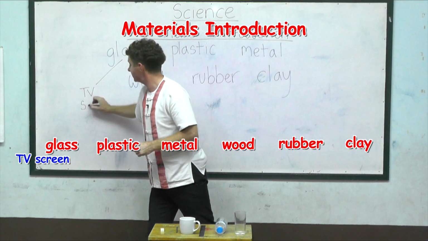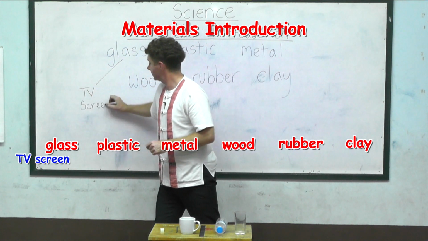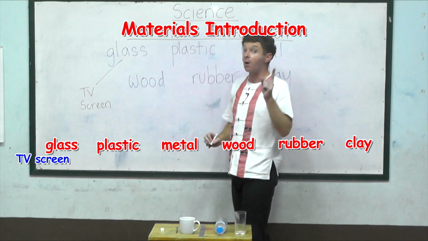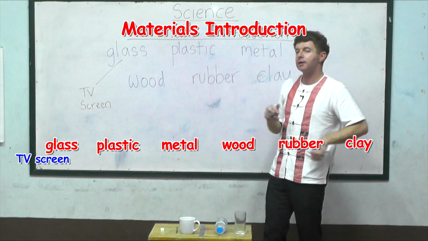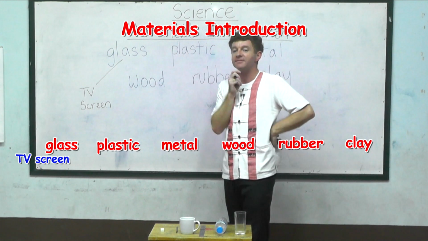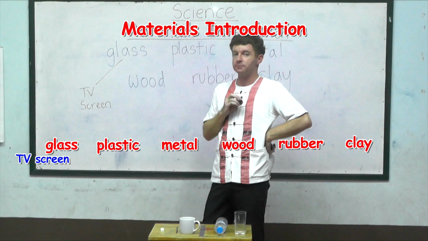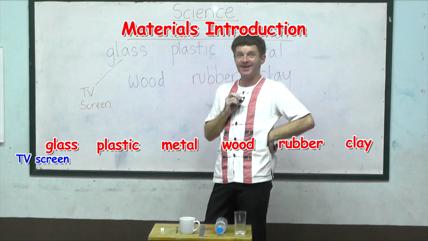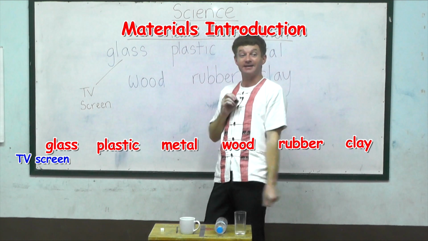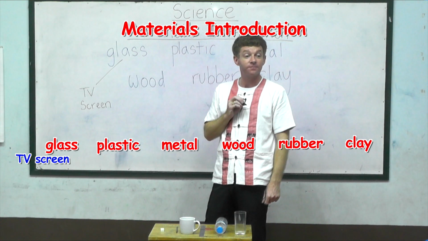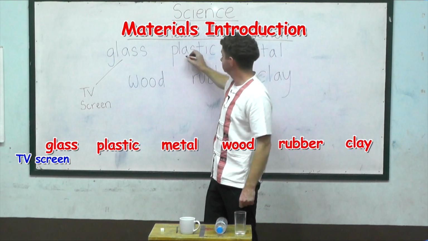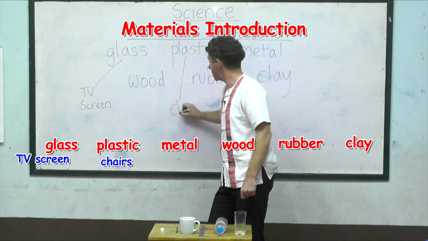So well done, guys. Very well thought. TV screens are made from glass. Who can think of something else made from plastic? Have a look where you're sitting now. Chairs, yes. All of the chairs in the classroom are made of plastic. Plastic chairs.